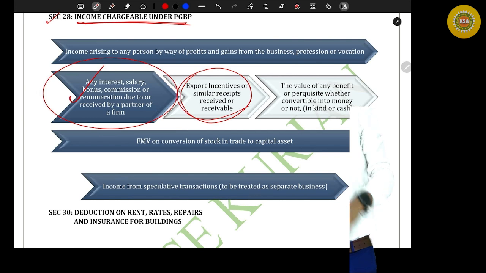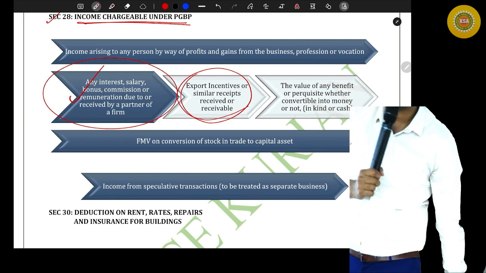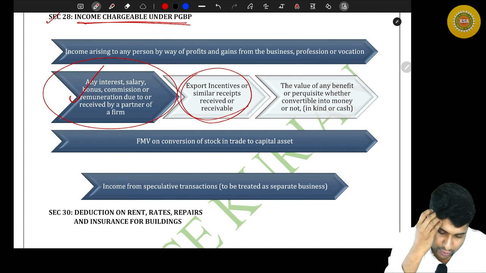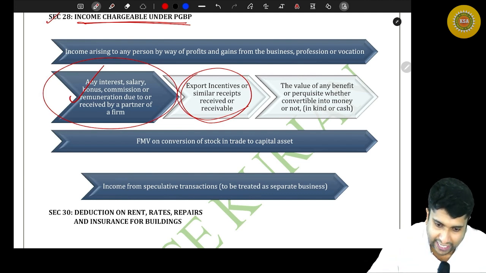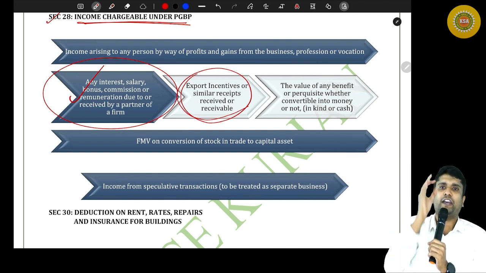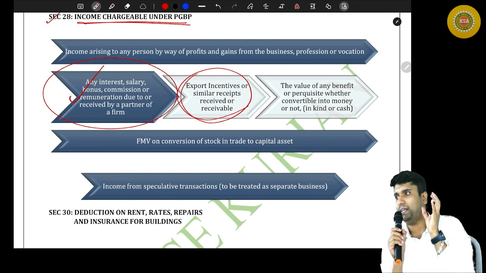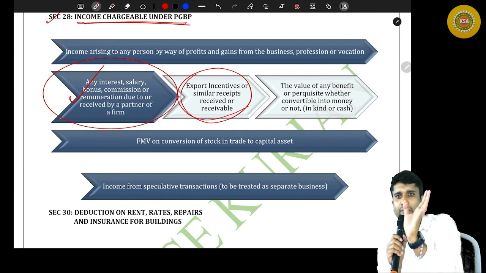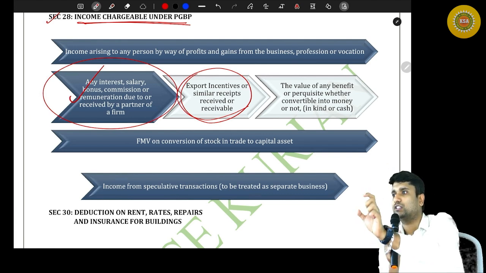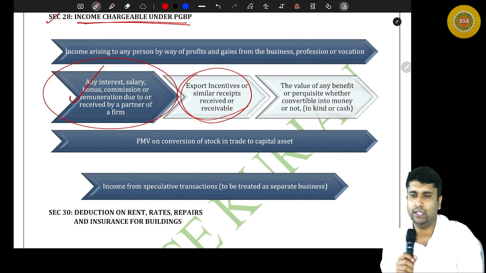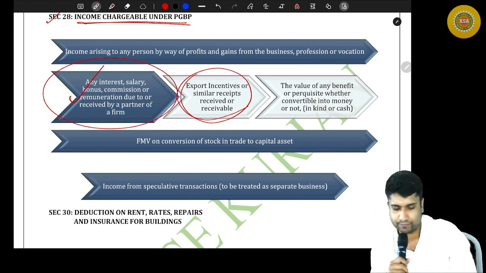Are you all with me? Is that point clear? So whenever I'm converting my stock in trade into capital asset, on the date of conversion, whatever the fair market value, I have to treat that fair market value as income taxable under PGBP. The same fair market value I can show as my actual cost of the plant and machinery, and I can claim depreciation on that particular value. Is that point clear for everyone?